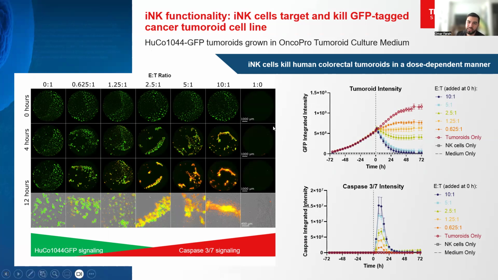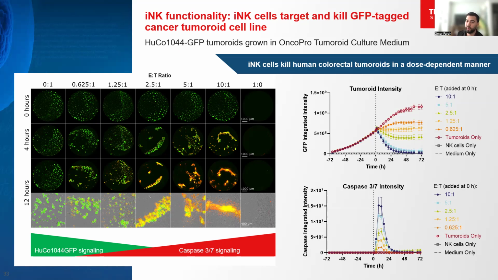We have our media culture system called our OncoPro tumoroid culture media. This has nothing to do with stem cells. This media, basically what it allows you to do is to take primary cancer tissue from patients, mainly epithelial in nature, and culture them as 3D tumoroids, right? Or 3D tumor organoids. And we're able to do this with a human colorectal cell line that we labeled with GFP. And we co-cultured it with our NK cells that we've specified in the protocol that I just showed you.